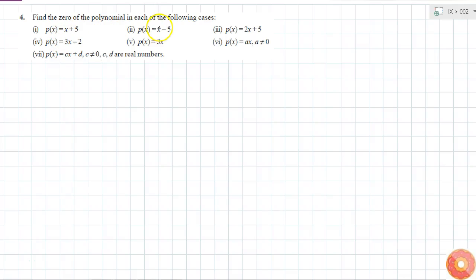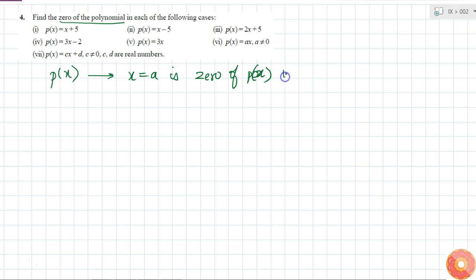Find the zero of the polynomial in each of the following cases. So I'll go case by case. What do I know about the zero of the polynomial? If I have a polynomial, let us say p of x, then I can say that x is equal to a is a zero of p of x when p of a is equal to 0.